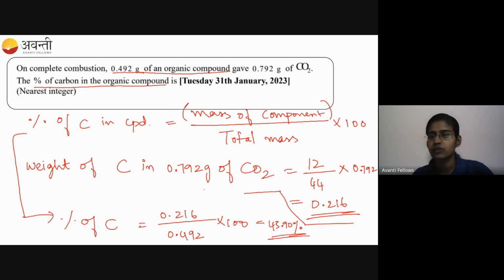So any doubt from this question? So we are taking the formula and finding out the terms which are required from the given information that is in the question. Shall I move on to the next question? Do any of you have any doubt from this part?